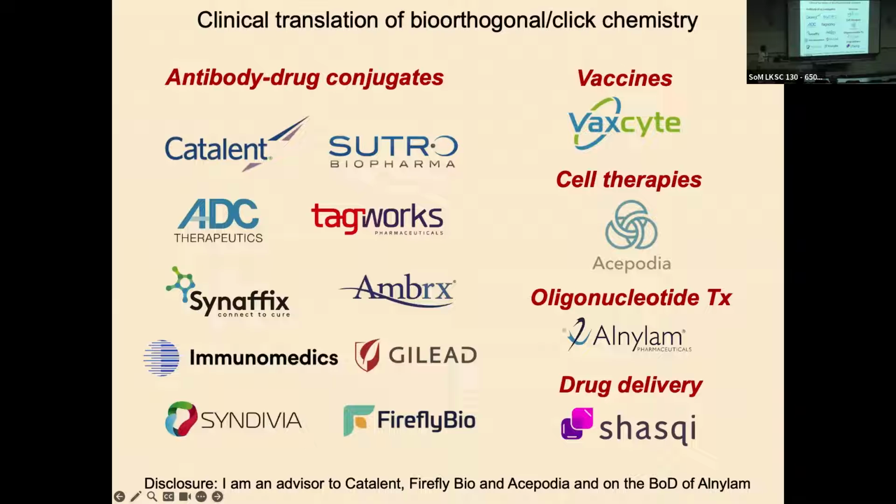And then there are companies that have right now vaccine candidates in clinical trials, like Vaxcyte has used copper-free click chemistry to make conjugate vaccines. Ace Podia is using cell surface copper-free click chemistry to make a new brand of off-the-shelf CAR T therapies. They're in the clinic with one of their products. And then this company, Shasky Pharmaceuticals, is actually performing bioorthogonal chemistry in the body of human patients to target drugs to tumor tissues. And so they're in the clinic as well.